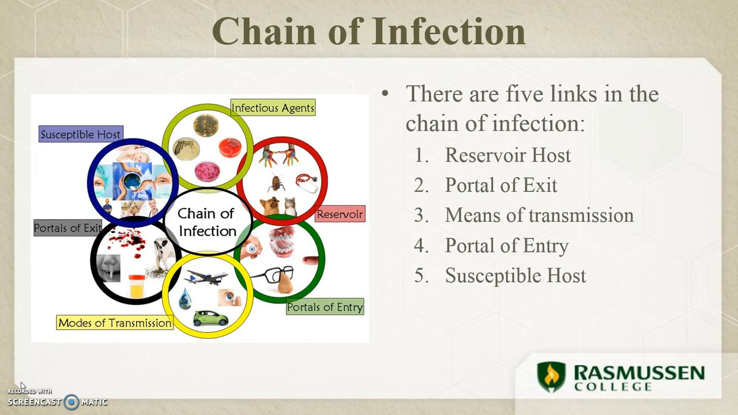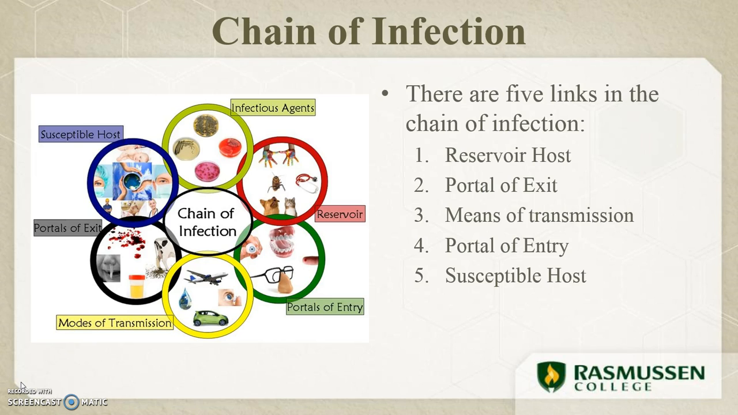The second link is called the portal of exit. The portal of exit is how a pathogen gets spread from one host to another. It's any sort of opening that it can leave the body or the infected host. The ways that they can get out include our respiratory tract, urinary tract, reproductive tract, or any open wound.